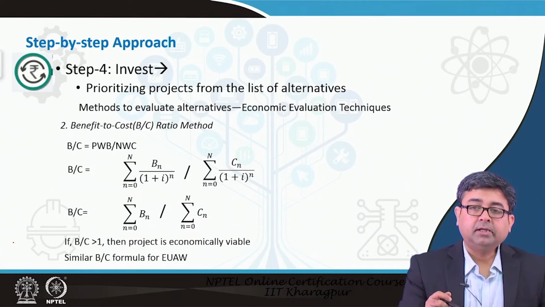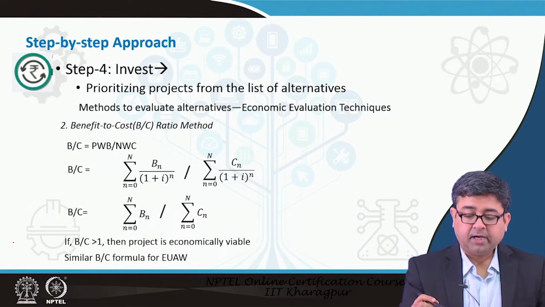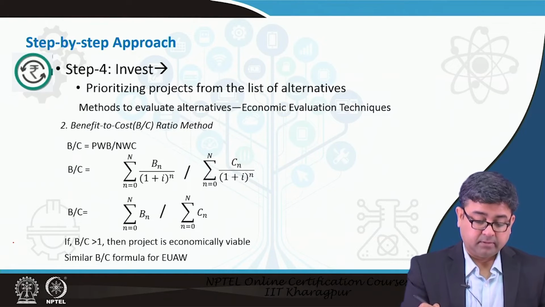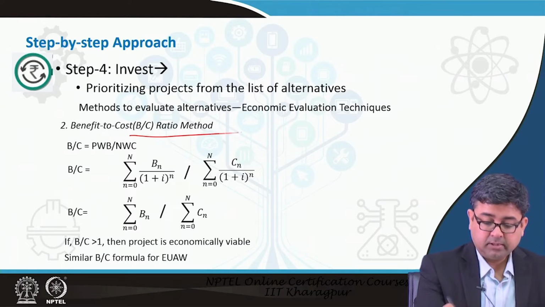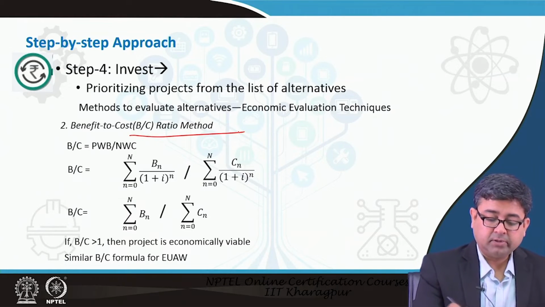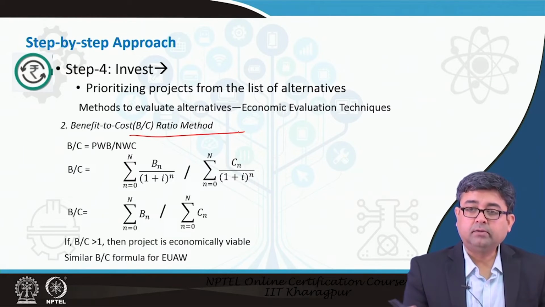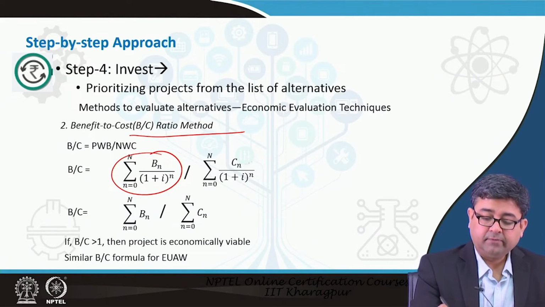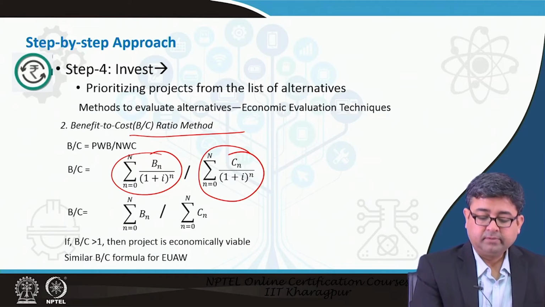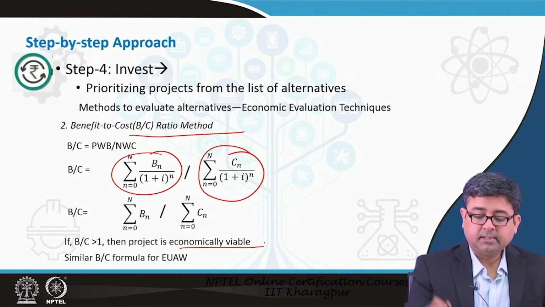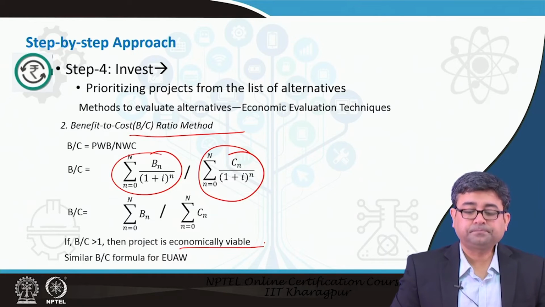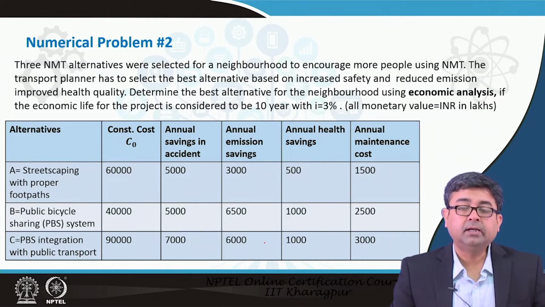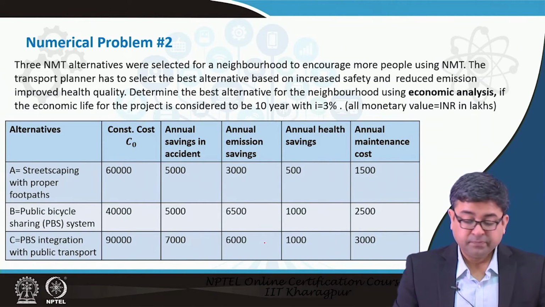The other method in which people usually find out whether an NMT project is viable is called the benefit to cost ratio, right. Benefit to cost ratio again is very similar, the terms are very similar to what we have already looked at. All the benefits divided by all the costs. If the ratio is greater than 1, then it is economically viable. Okay. So, now let us explain this using an example, so that it is helpful to you.